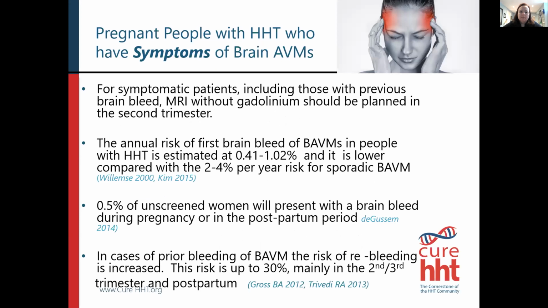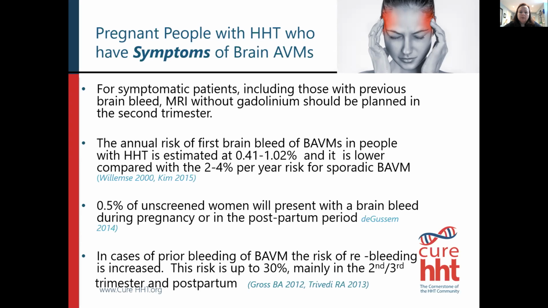In those people who are pregnant with HHT and have symptoms of brain AVMs, and especially those who've had a previous brain bleed, the recommendation is to do an MRI. We advise not to use gadolinium, so it's an unenhanced MRI, and this should be done in the second trimester. MRI is safe in pregnancy, and in fact, we use MRI to scan fetuses at some point, so fetal MRIs. So this isn't a test that anybody should be nervous about undergoing during the pregnancy.